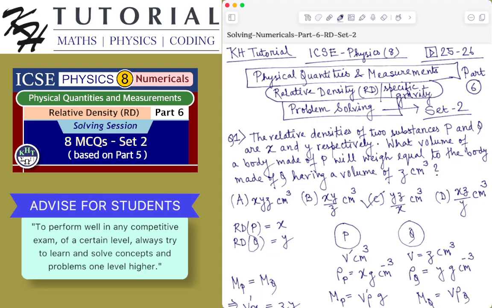The next video, that is part 7 video, I will start discussing how to measure the density and relative density of irregular solids and liquids using certain standard devices like the measuring cylinder, density bottle, then the big Eureka can, all these concepts related to problem solving. So please stay tuned for the next video.